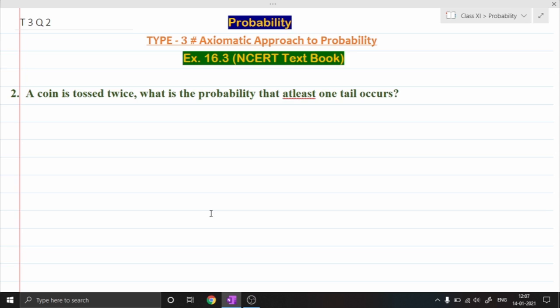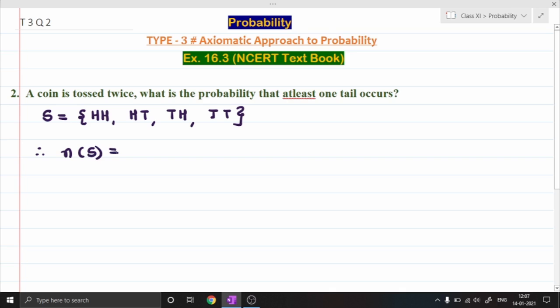The coin we are tossing 2 times, meaning 2 coins we are tossing simultaneously. So here what can be the sample space? We write the sample space when tossing the 2 coins. Both coins can obtain heads, or first coin head and second one tail, first one tail and second one head, and both coins may obtain tails. So the number of sample points will be 4, because the total number of elements in the sample space is 4. So N of S will be 4.